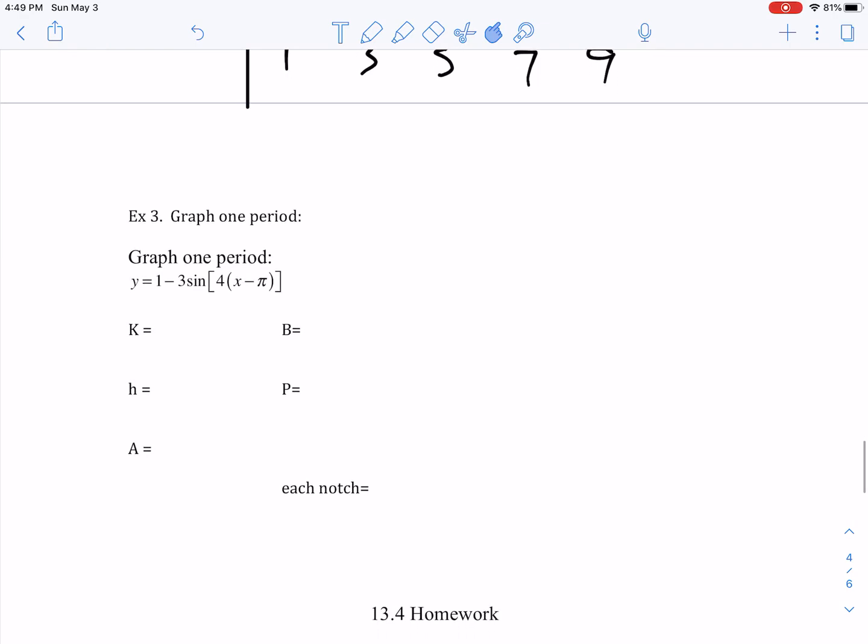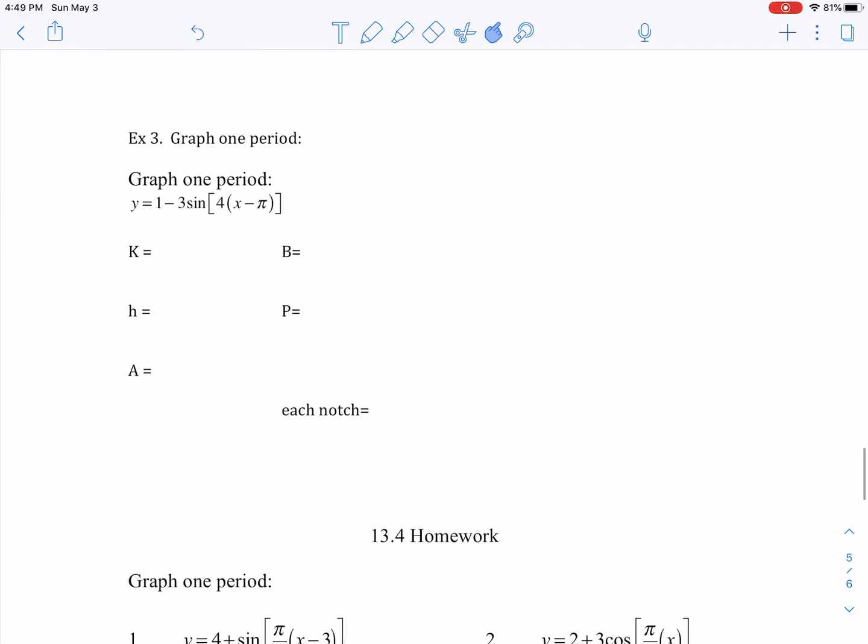One more? Why not? Let's take a look at it quickly. All right, what's our K? 1. What's our H? Pi? That's weird. Okay, great. What's our A? 3. Now, some of you said negative 3, but the amplitude is an absolute value. Okay, so it's just 3. All right, we're going to worry about this negative later.